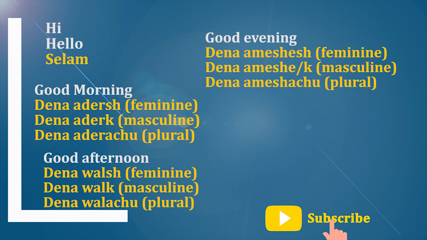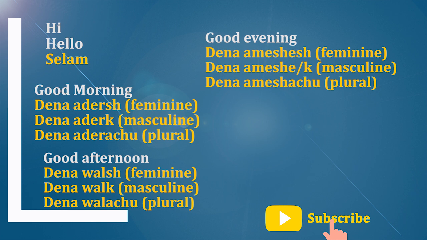But specifically if it's morning, like we do in English, you could just say good morning, right? Dana adersh. Dana adersh. All right? Dana adersh. This is feminine. Dana aderk. This is masculine. By the way, you cannot take out the k sound, especially in the morning, because it would lose its meaning. You cannot say dana adeh, or dana ader. You'll have to say dana aderk, okay? So you cannot take out the k.